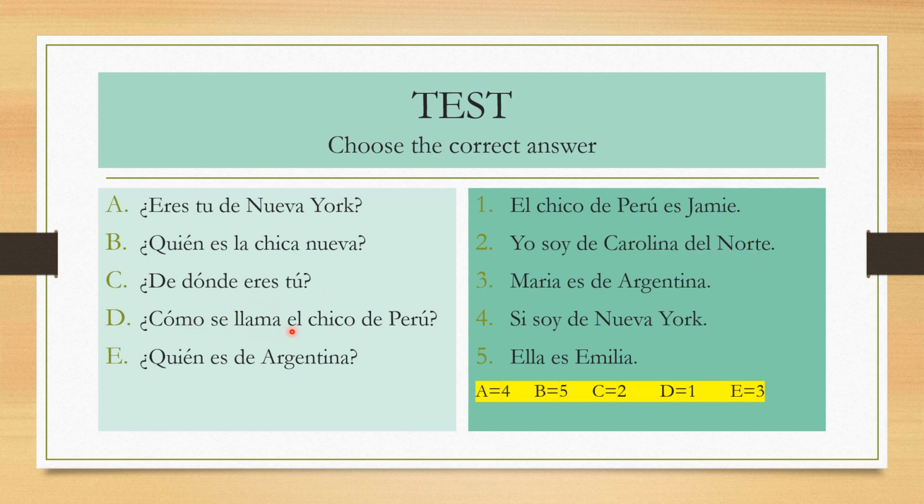D. ¿Cómo se llama el chico de Perú? What's his name? D es 1. El chico de Perú es Jaime. El último. ¿Quién es de Argentina? María es de Argentina. Número 3. You should have had número 3. Muy bien.